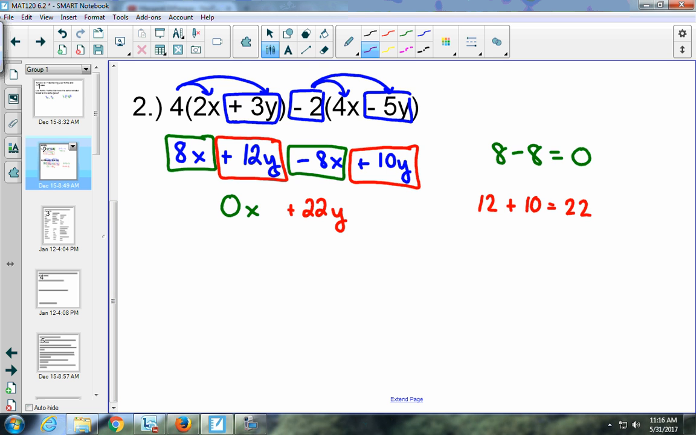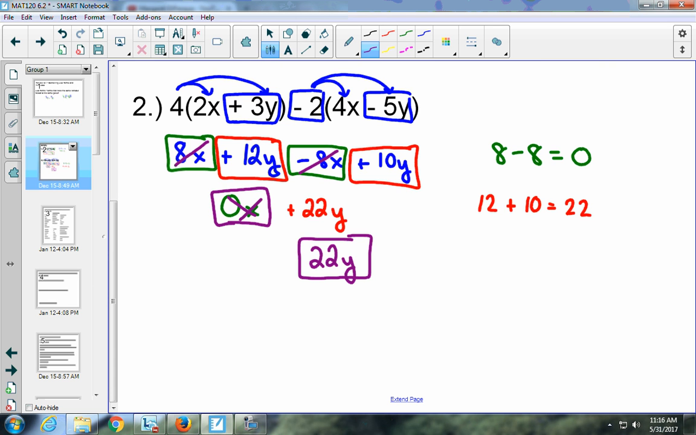But let's focus in on this 0x. Whenever a number and a variable are smushed together like that, it means multiplication. So it's 0 times x. And 0 times anything is just 0. So we don't want to write it. Our final answer is just the 22y, because our positive 8x and negative 8x completely cancel out to give us 0.